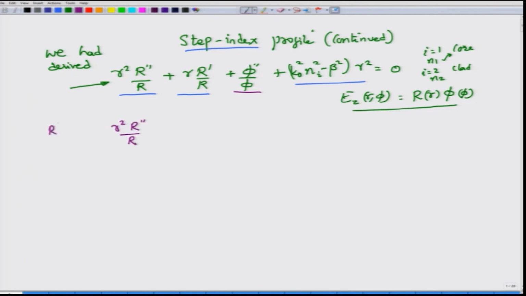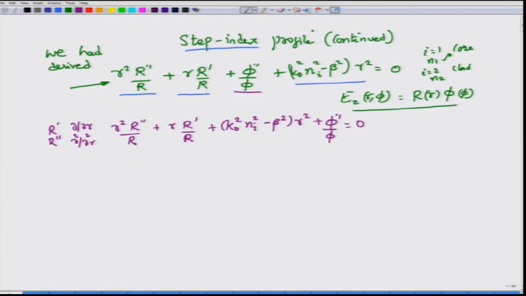Please note that r prime and r double prime denote differentiation with respect to r only. Okay. So, this is the differential equation that you are actually looking at: plus r r prime by r plus k0 square n I square minus beta square times r square plus phi double prime by phi equals 0.